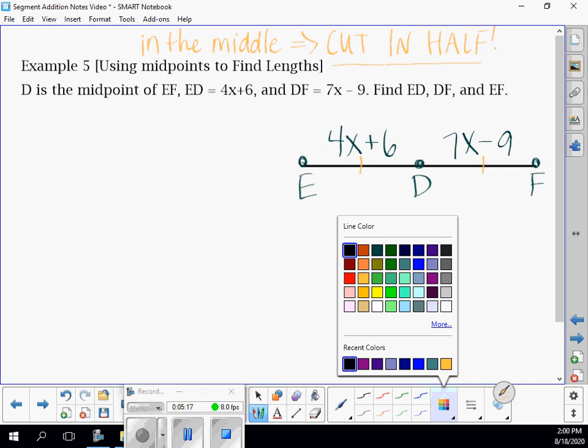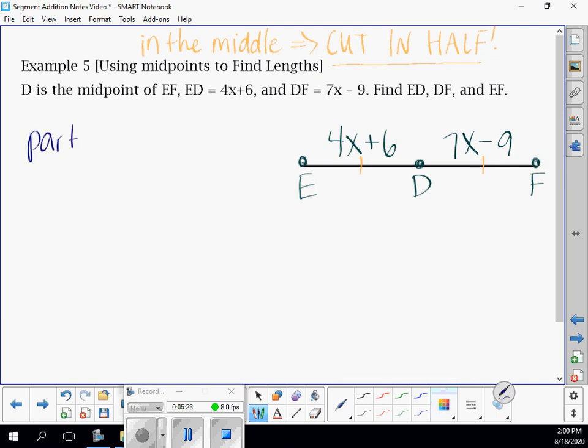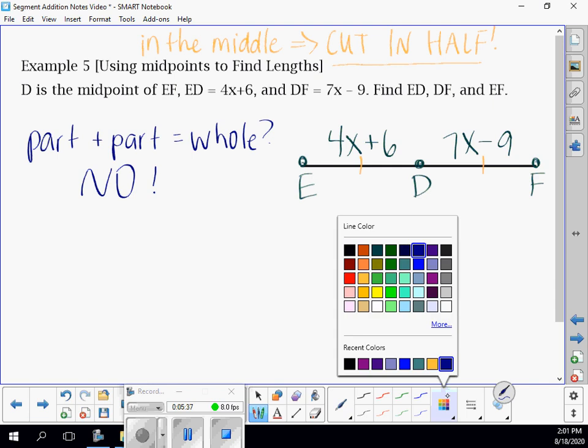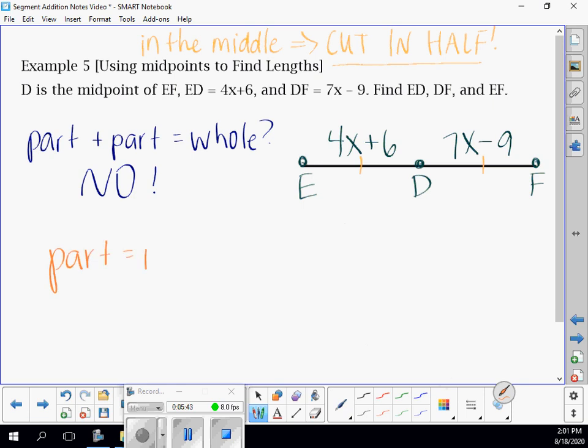So can I use what they just told me about, can I use part plus part equals whole? No, because you don't have the whole. But what we do have is that it's in the middle and that those two things are equal. So we have another equation called part equals part, and that only works if they tell you it's in the middle and therefore it's equal. So one of my parts is ED, the other part is DF. So I'm going to take those two parts and I'm going to set them equal to each other.